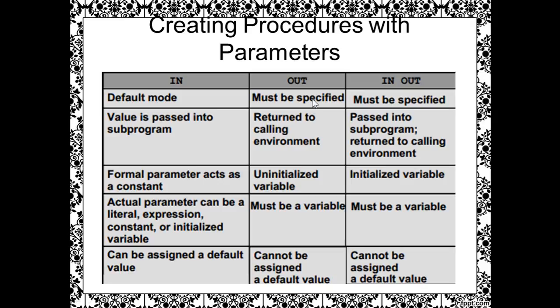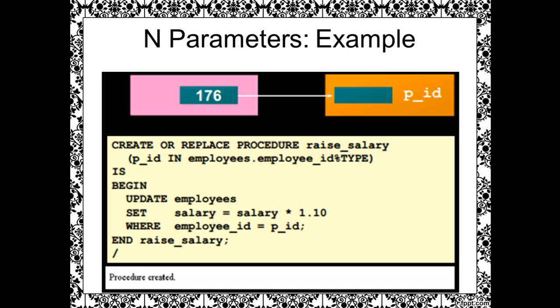The OUT mode must be specified. The value is returned to the calling environment. It is an uninitialized variable, must be a variable, and cannot be assigned a default value. IN OUT must be specified. The value is passed into the subprogram and returned to the calling environment. It is an initialized variable, must be a variable, and cannot be assigned a default value. End of parameters. This is the example.